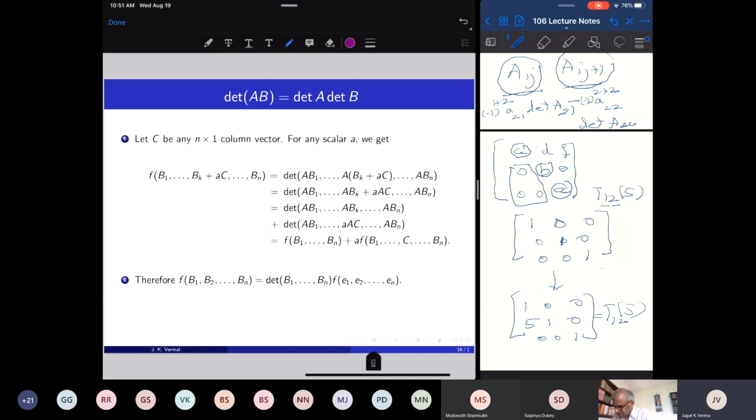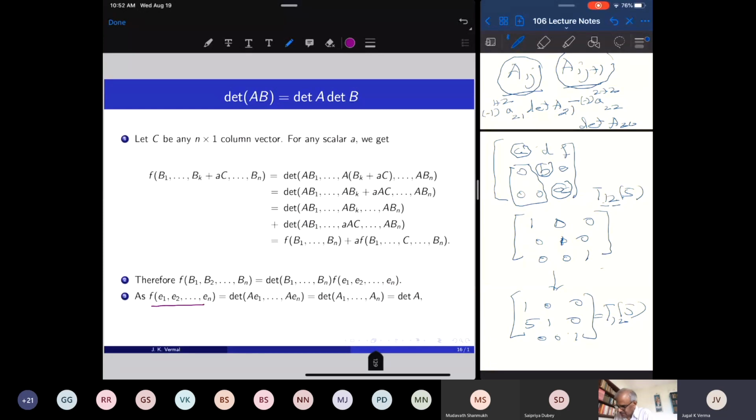So any multilinear alternating function, we have proved that it is a scalar multiple of the determinant function, where the scalar is the value of the function on the identity matrix. So F on B1, B2, Bn must be the determinant of B1, B2, Bn times F of E1 up to En. But what is F of E1 up to En?